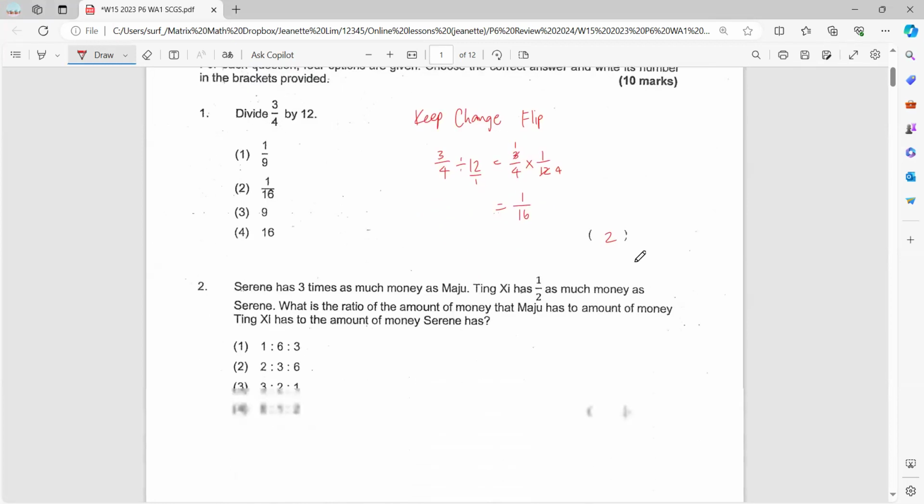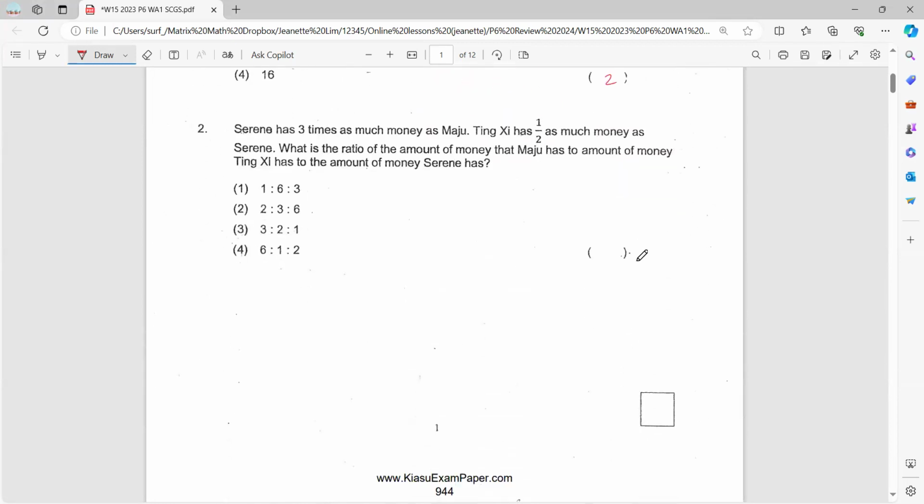Question 2. Serene has 3 times as much money as Maju. Tingxi has half as much money as Serene. What is the ratio of money that Maju has to the amount of money Tingxi has to the amount of money Serene has? Okay, so I'll write down the ratios first. Serene has 3 times as much as Maju. So S to M is 3 to 1. Tingxi is half of Serene, so T is half of S, so T is 1 unit and Serene is 2.